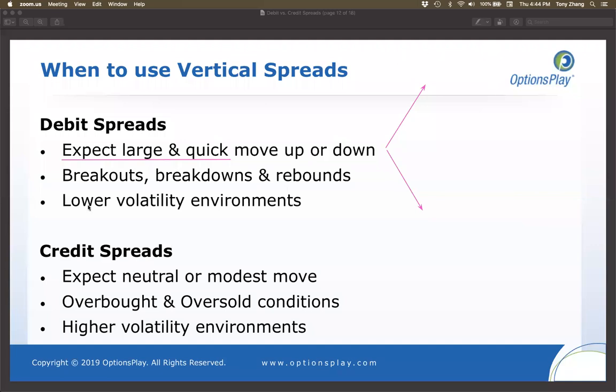Now, generally speaking, this strategy is better for lower volatility environments because it is a long volatility trade. If volatility expands, debit spreads will actually be able to capture that.